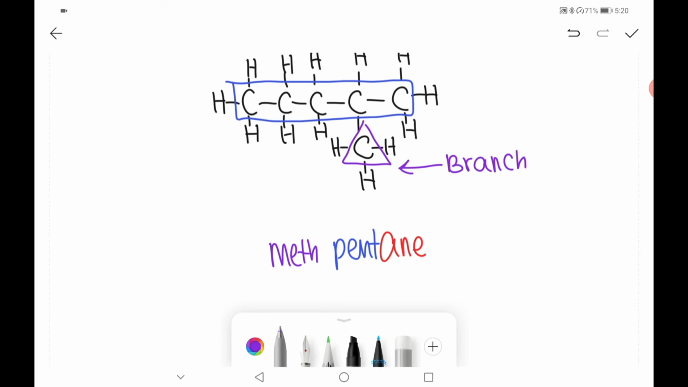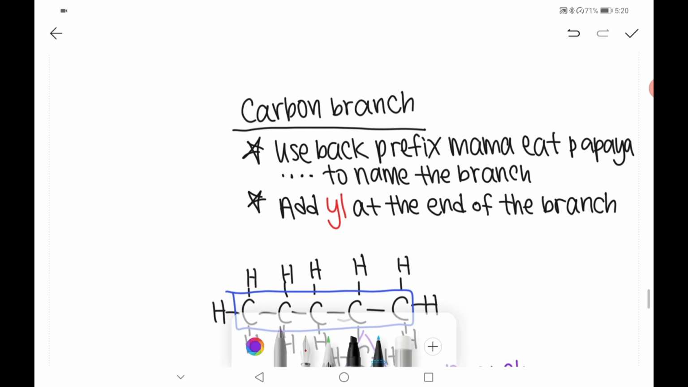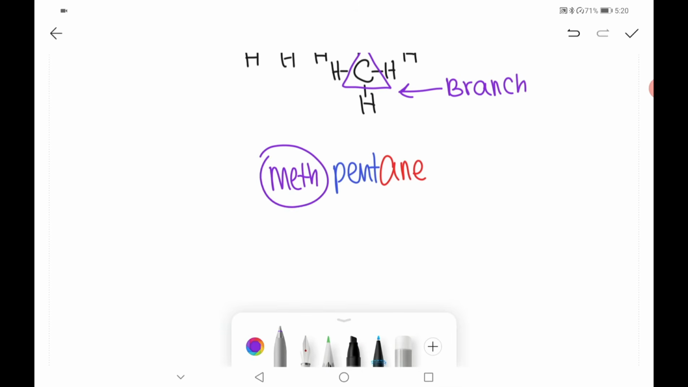But one thing you have to be very careful. For the carbon branch, we need to add YL to the name. So this METH, you need to add the word YL. So it's called methyl. Some schools pronounce it as methyl. It doesn't matter how you pronounce it. Alright, so this is methyl pentane.